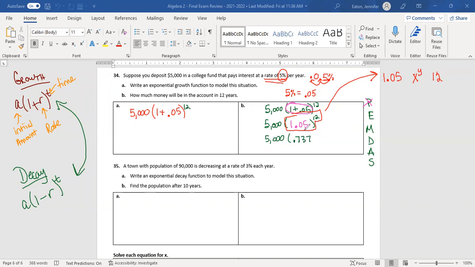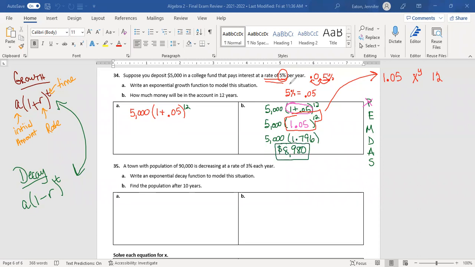When you plug that into your calculator, oops, I'm sorry, I wrote the wrong one down. Sorry about that. 1.05 to the 12th power is actually 1.79, and then it was 5, 8, and so on. So we're going to round that 5 up to a 6. And then we take that 5,000 and multiply it by 1.796, and we get $8,980 in the account after 12 years.